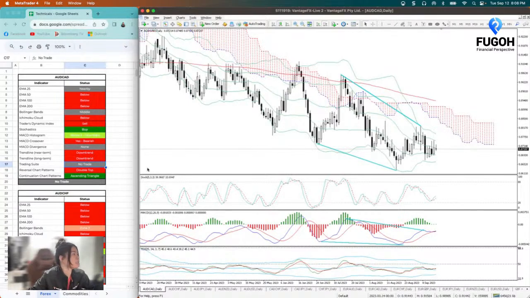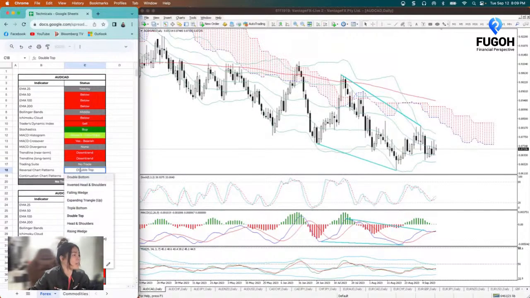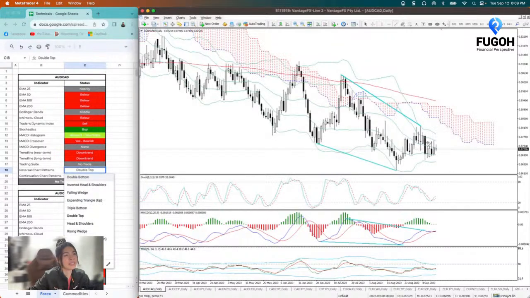Any reversal chart patterns, so we have any? I think I'm seeing like a flag. Are you seeing what I'm seeing?